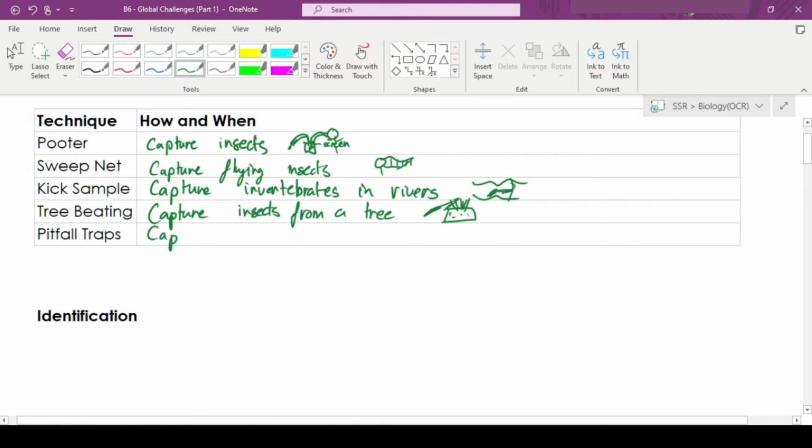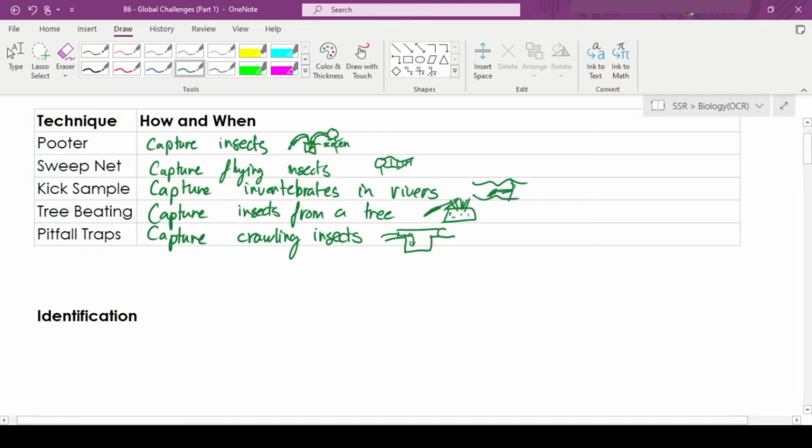A pitfall trap is used to capture crawling insects, and it is what you think. You have a small hole that you dig in the ground, and then the insects will crawl into that. You do have to remember to cover the hole so you don't have water that comes in. So your insects will crawl and fall down and be trapped.